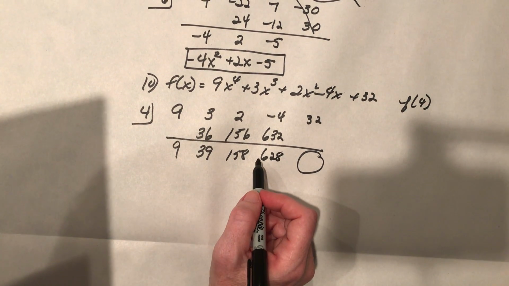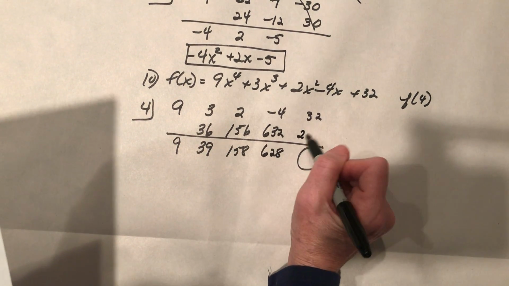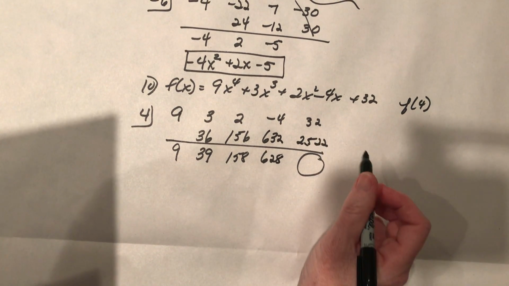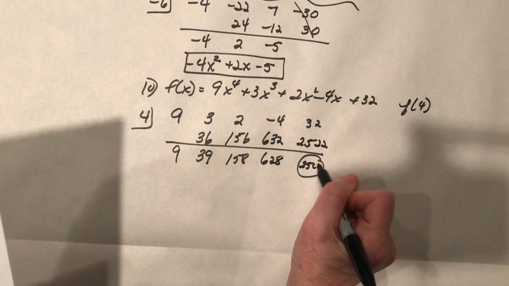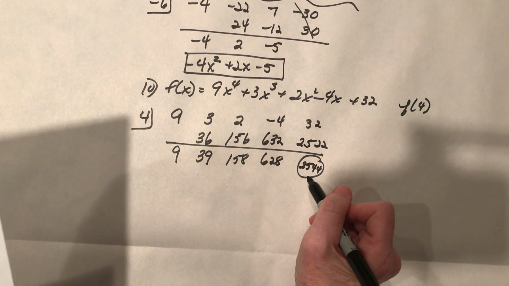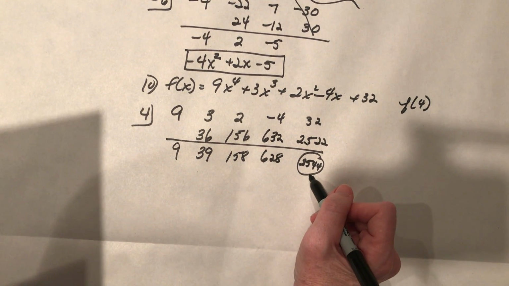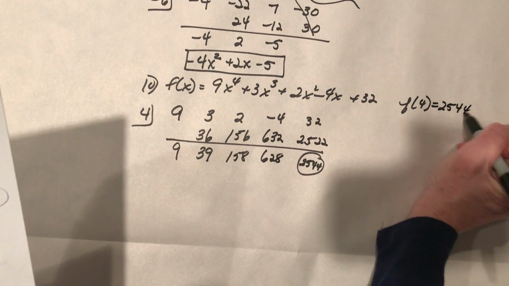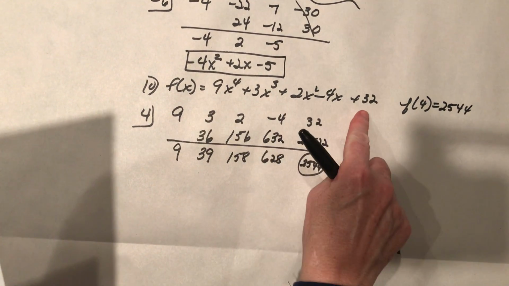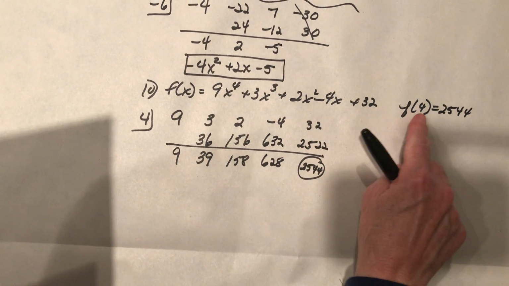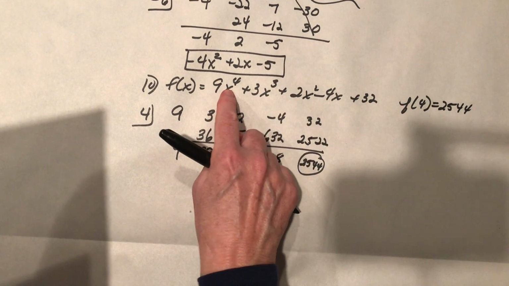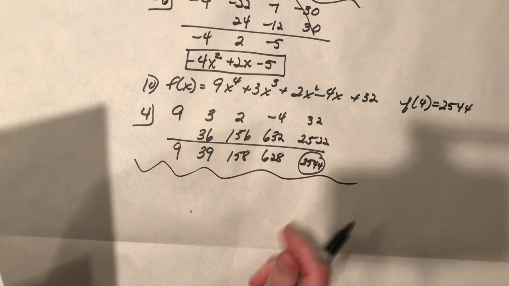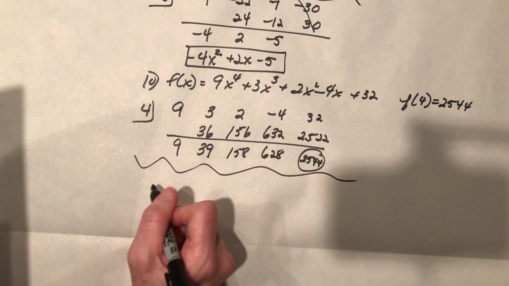Multiply 4 times 628 and you get 2512. Add those two numbers up and you get 2544. That's what the answer is, 2544. So f of 4 is 2544. If we take this equation and we plug in a 4 everywhere it says x, we will get 2544. You can stop right there, but let me show you that that is true.